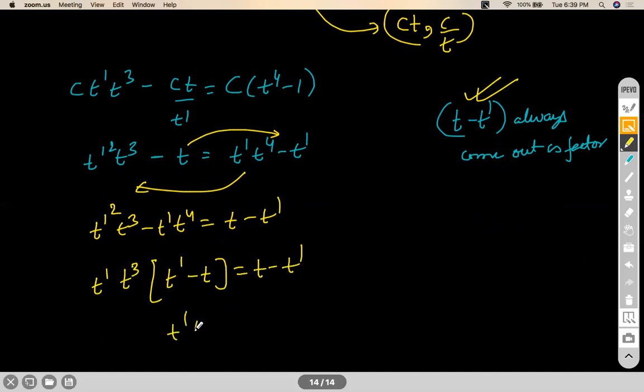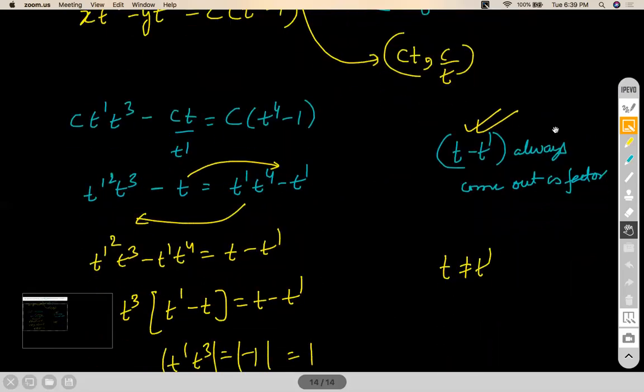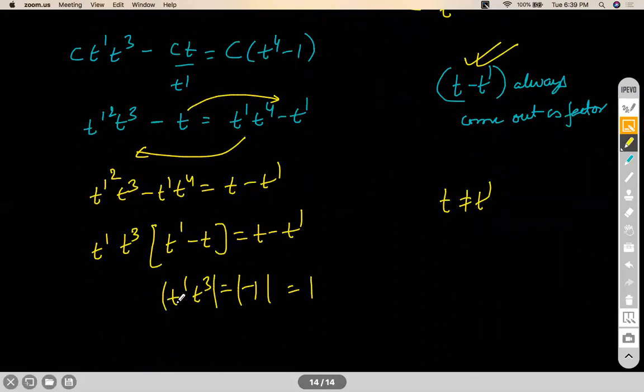That means T dash T cube is equal to negative 1 because T cannot be T dash. So mod of this quantity is going to be 1. And that's what the question setter has asked. It was supposed to be just a 1 to 1.5 minutes question for a person who remembers the equation of a normal to a rectangular hyperbola at any parametric point or at any generic point. Okay.